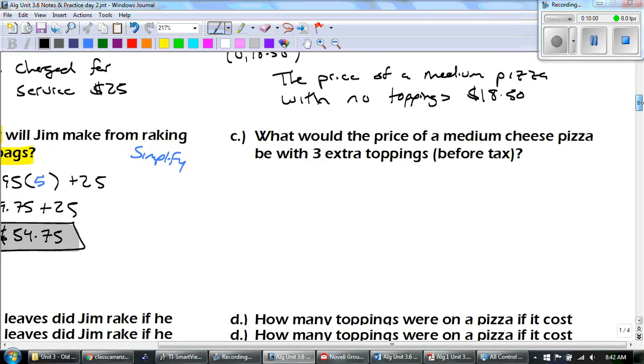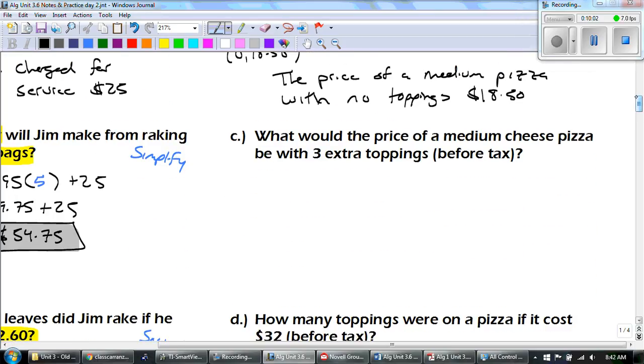It's delicious. Okay, C: what would the price of a medium cheese pizza be with 3 extra toppings before tax? So, what is the price? They don't know, but they do know that it's going to be 3 extra toppings. So that means the x is 3 and we don't know the y. So we get y equals 2.25x plus 18.50. So go ahead and pause the video and solve it on your own. Good luck.